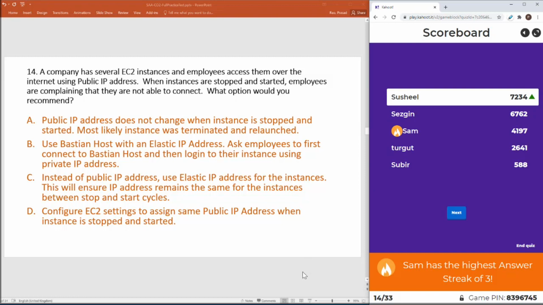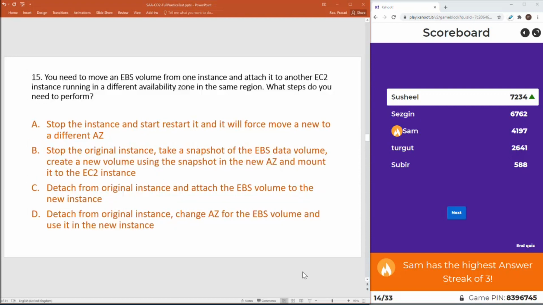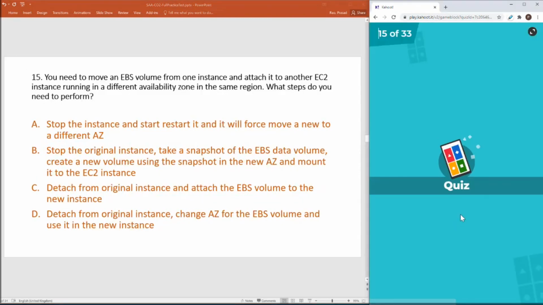Okay, Sushil topping Sysgain to take the number one place, and let's go to the next question.